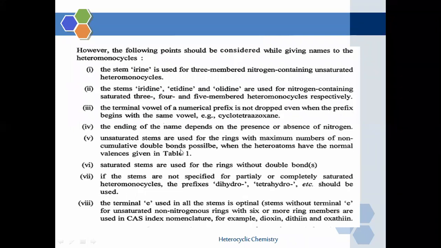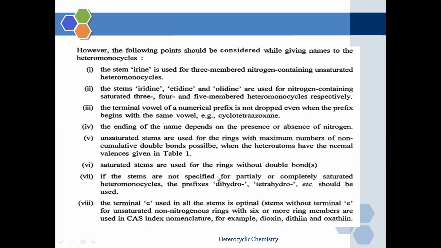Now, these are again some rules for giving names to some compounds. However, the following points should be considered when giving the name. The stem irene is used for 3-membered nitrogen-containing unsaturated heterocycles. The stems iridine, etidine and olidine are used for compounds containing 3, 4 and 5-membered heterocycles. So this we have already discussed. Saturated stems are used for rings without double bonds. We know whenever there is a double bond, the compound is unsaturated. Whenever there is absence of double bond, the compound is saturated.